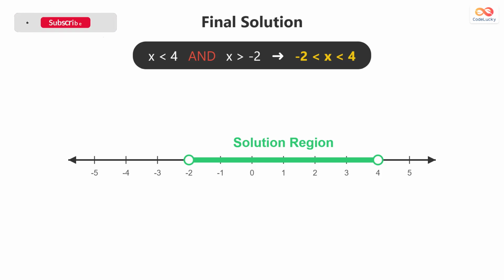Let's put it all together on the number line. We need numbers that are greater than negative 2 and less than 4. We place open circles at negative 2 and 4 because the inequality symbols do not have the or equal to line. The solution is the line connecting them.